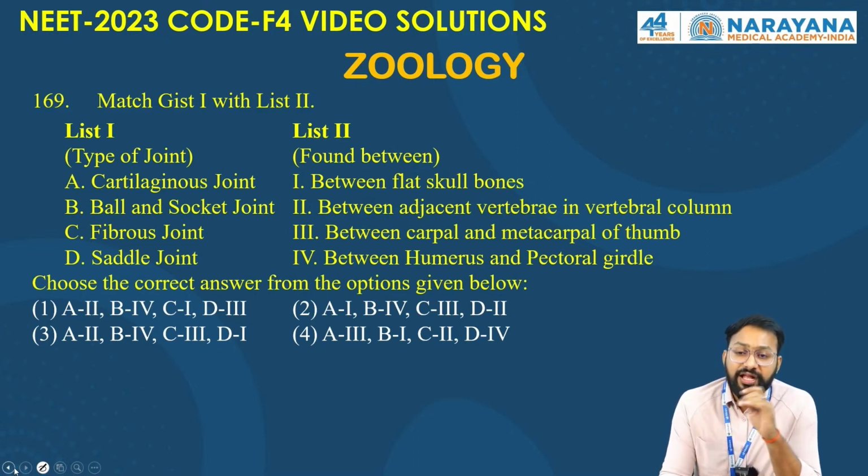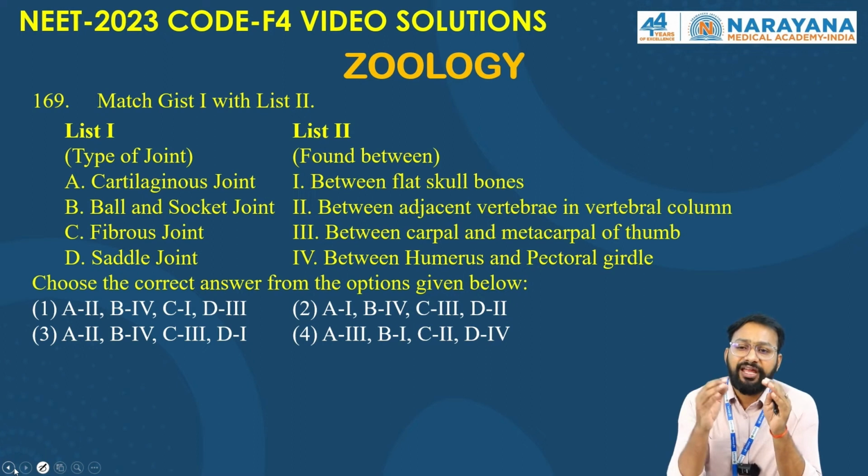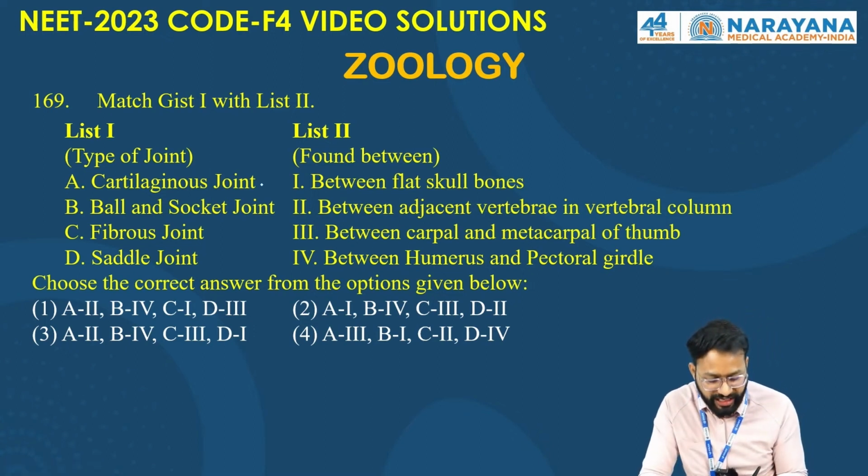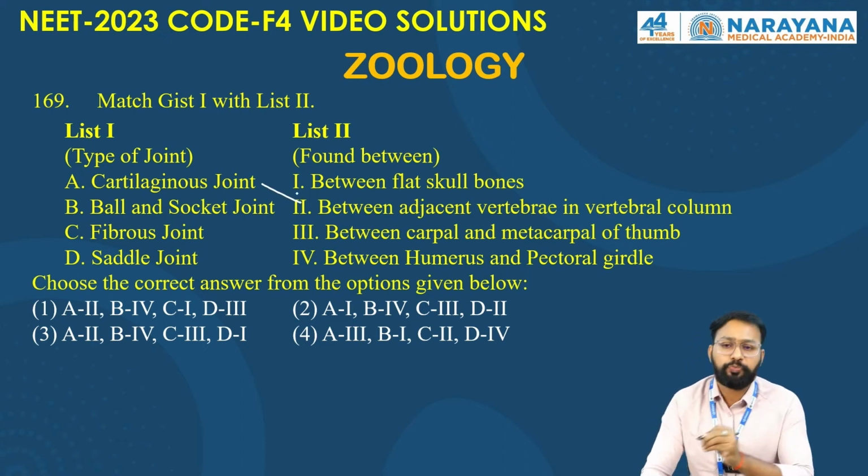Moving to the next question related to joints, from locomotion and movement itself. Cartilaginous joint helps in comparatively little movement, due to the presence of cartilage. It can be seen between the adjacent vertebrae found in the vertebral column. So A will be 2.